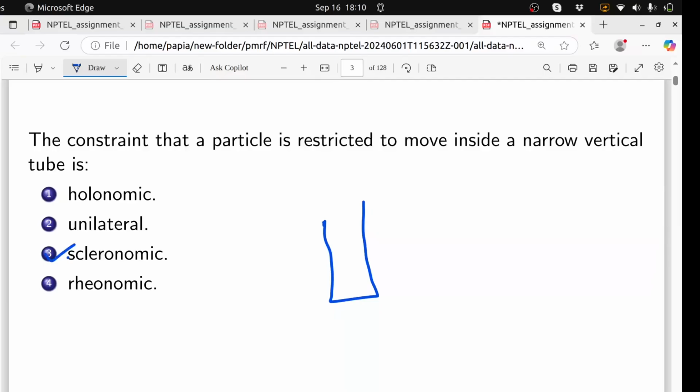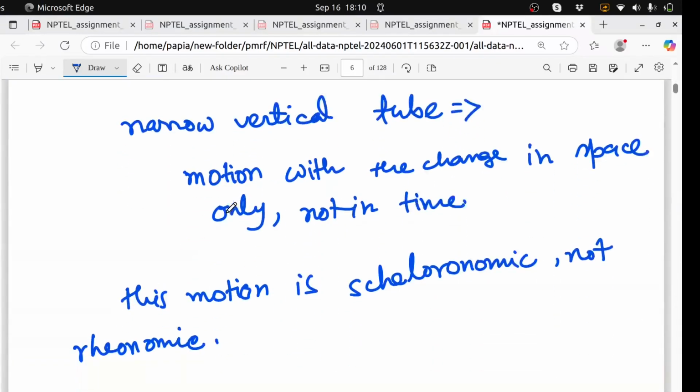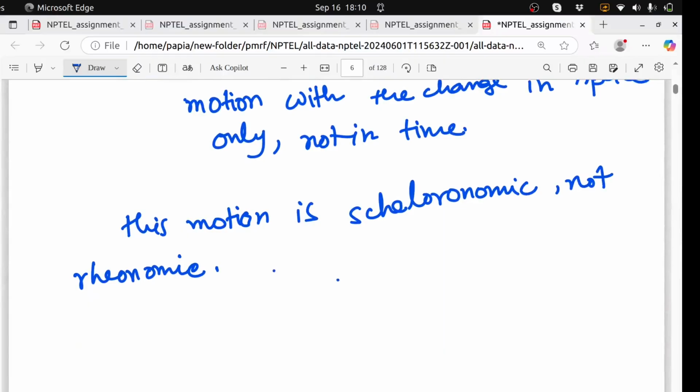Yes, scleronomic. Okay, fine. So how is it coming as scleronomic? Because if we are talking about the motion inside a narrow tube, for this case we are not talking about time explicitly, we are just talking about the change in space only. As there is no time dependency in the constraint equation, we can say that the constraint type is scleronomic.